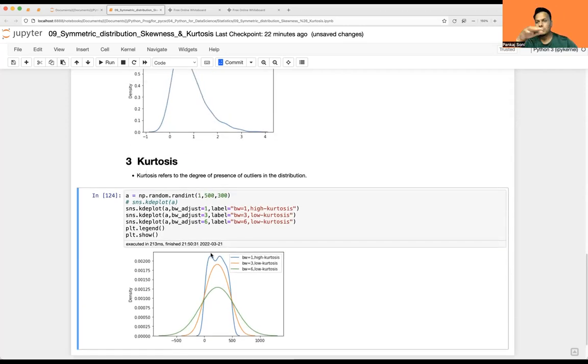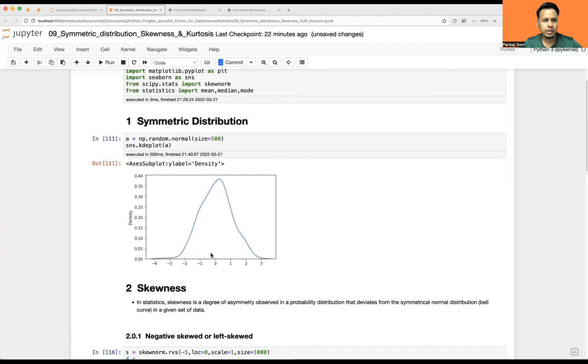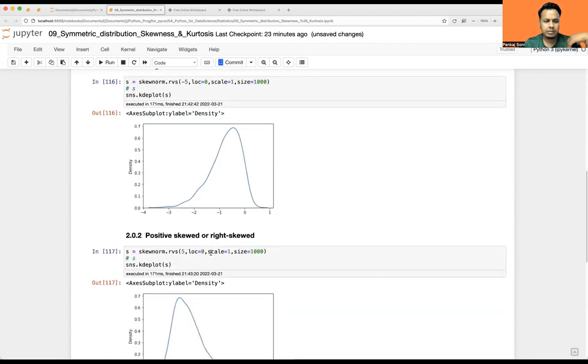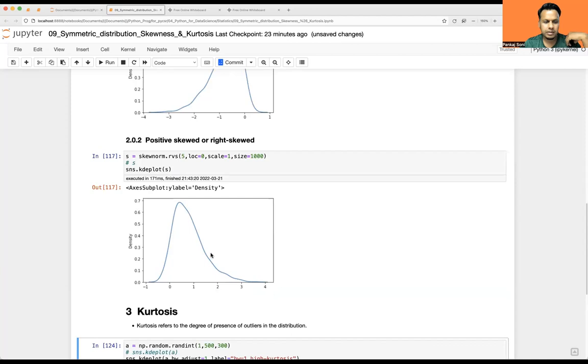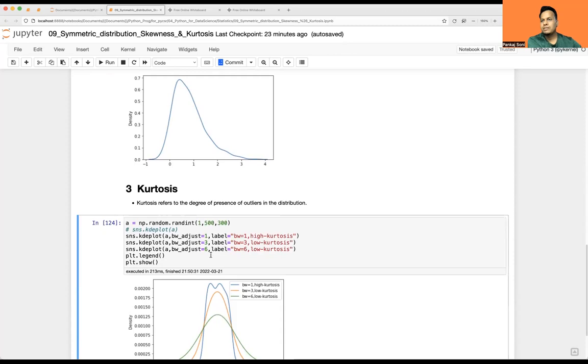So you guys should understand, whenever you plot any kind of KDE plot, you just take a look at whether it is left skewed or right skewed, and how peaky that graph is. The more the peak, the higher the kurtosis, more outliers will be there, and the spread and variance will be less. Okay, so that's what I wanted to show you guys. I hope you understood symmetric distribution, skewness, what is left skewed, positive skewed, or right skewed, and what kurtosis is, what is the meaning of it. Whenever you do inferential statistics, you will be doing a lot of data visualization. Just by visualizing, you will get to know a lot of insights about the data just by looking at the graph.